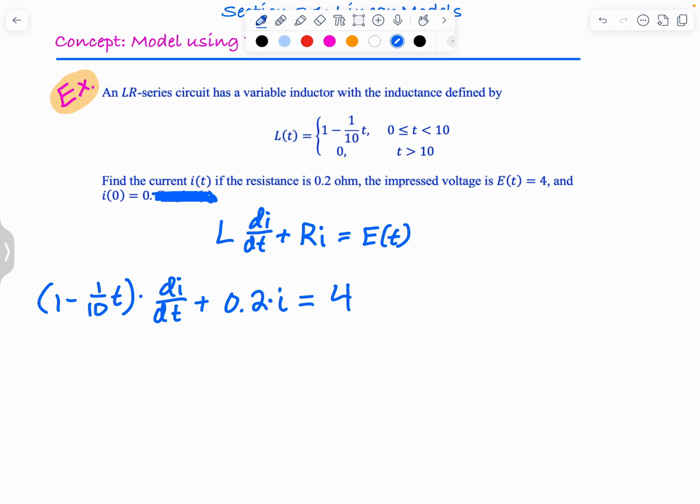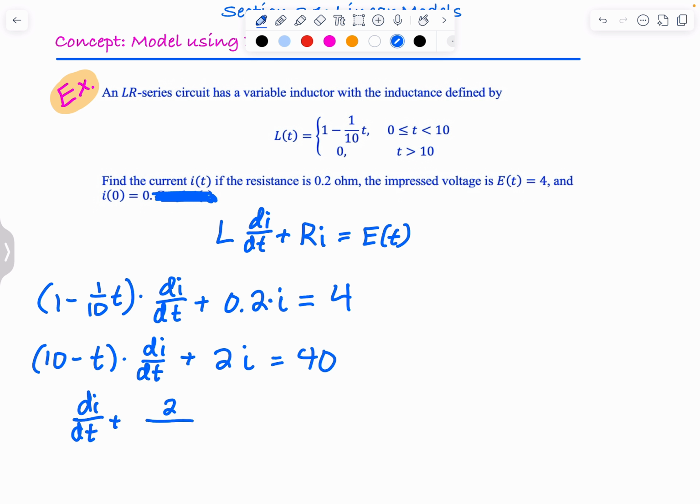I think right away, I want to get rid of the fraction and the decimal. I'm going to multiply everything by 10. So I get 10 minus t times di dt. That took care of that one. Multiplying by 10 just turns that to a 2, and then that to a 40. Yeah, that's much better to work with. It looks like it is first order linear. So let's put that in the right form: di dt plus 2 over 10 minus t times I, and then on this side, we also get 40 over 10 minus t. All right, this is definitely first order linear.